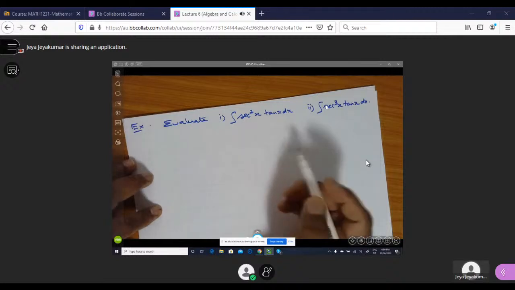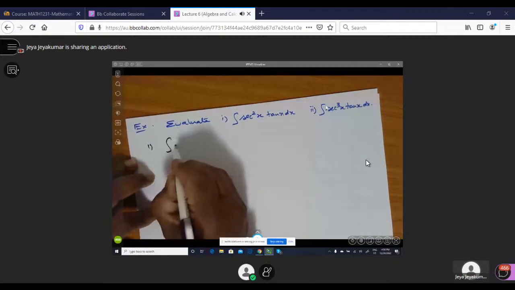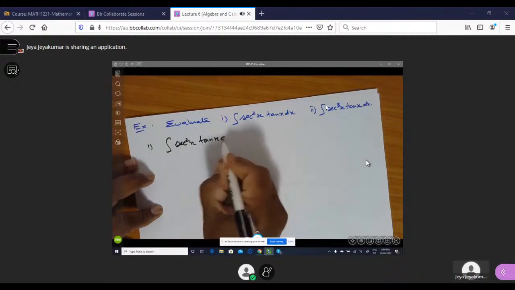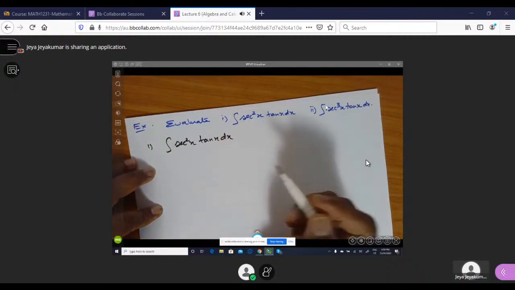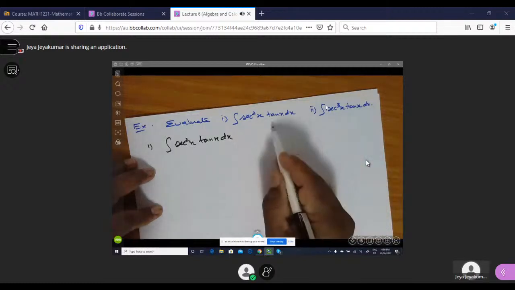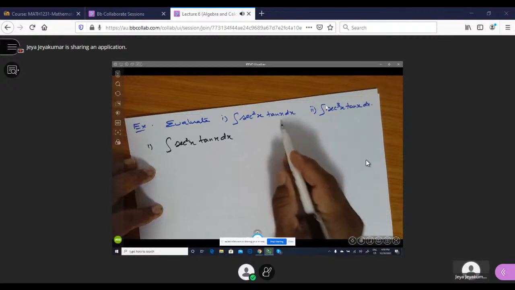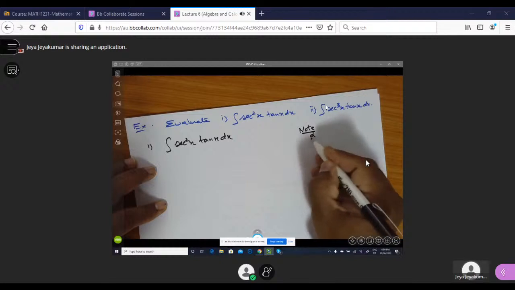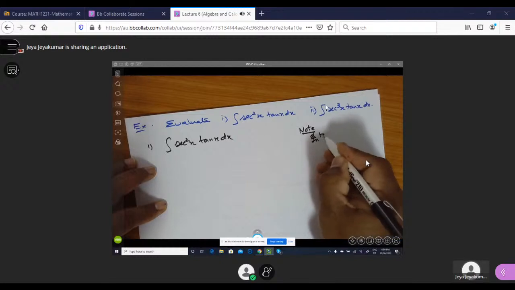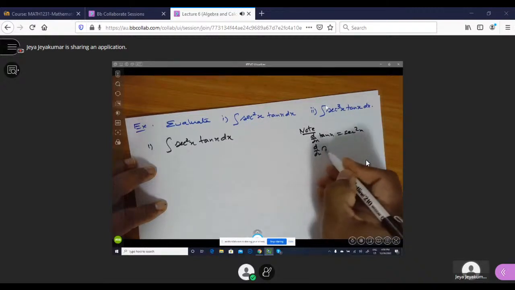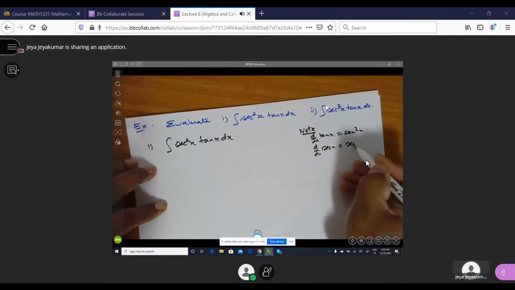sec and tan. So the first one here, integral sec squared x tan x dx. So remember, when you differentiate tan x, maybe I'll write down here, note. Sec squared x, d/dx of sec x, you have sec x tan x. That will be useful here.